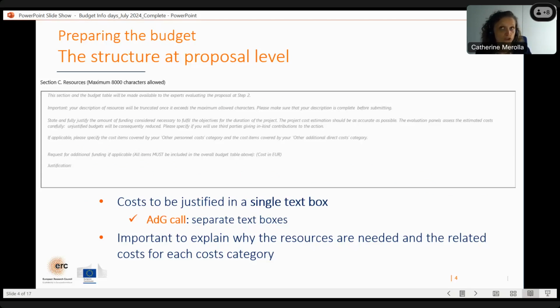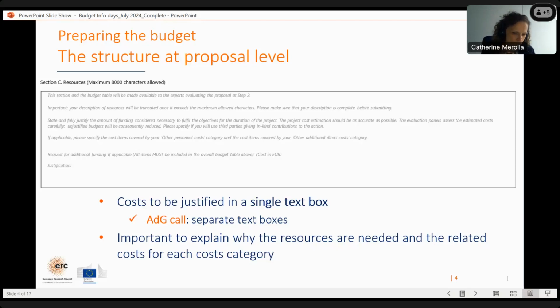It is very important to justify ideally each cost category, because of course the panel will have a look at this budget, at the explanation, and the panel might decide that some resources are not reasonable or excessive or not in line with the work that you propose to do.